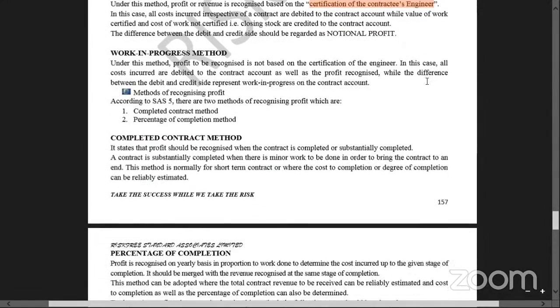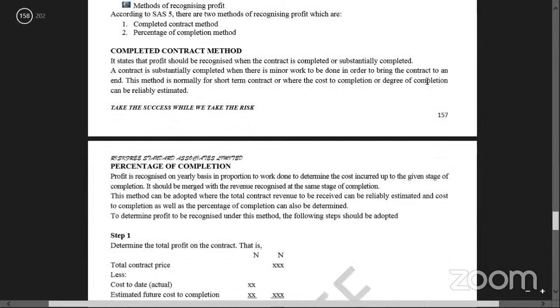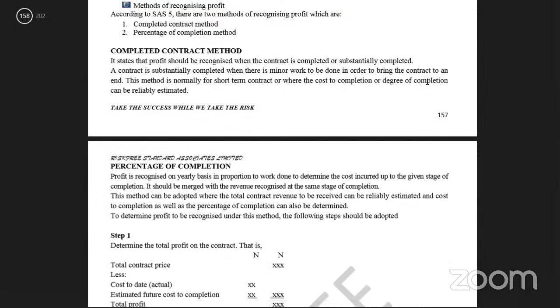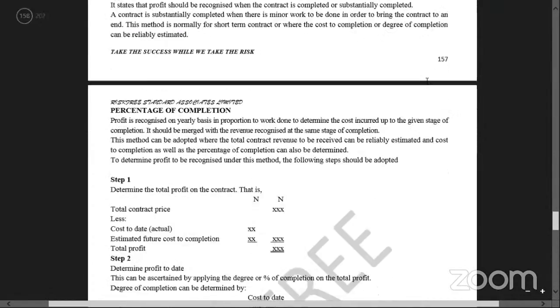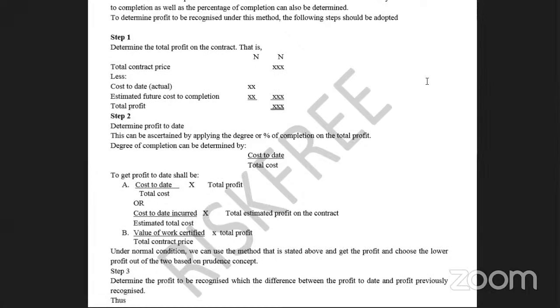Then we also have what is called work in progress. The work in progress makes use of the percentage formula that we have. I will talk about the completed contract method and what we call the percentage method. Now, the first thing I want us to note is that in most instances, your ability to determine the estimated profit is what always gives the edge to the contractor.